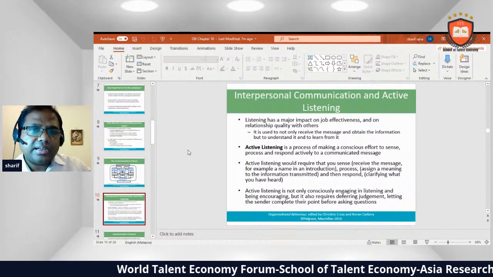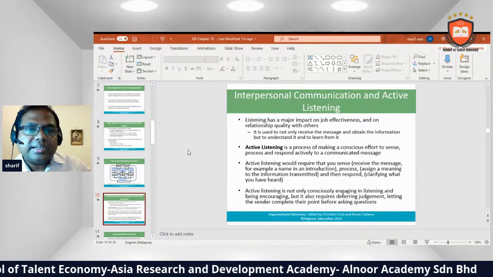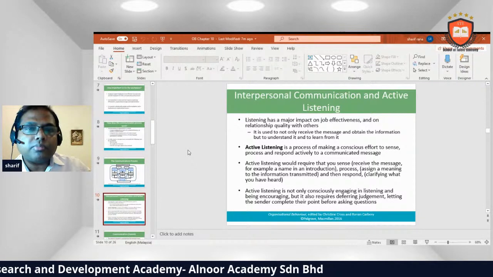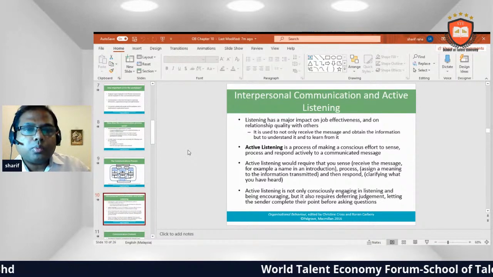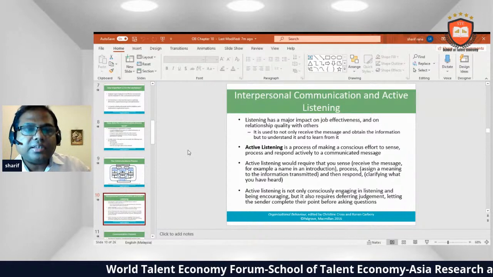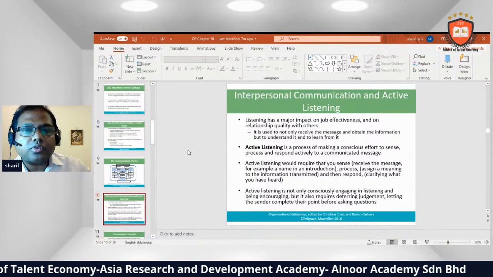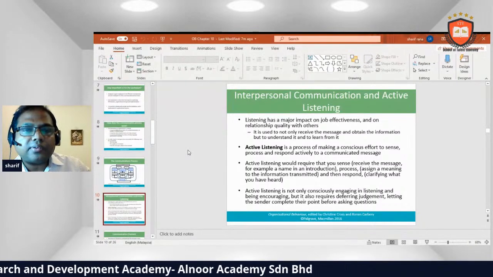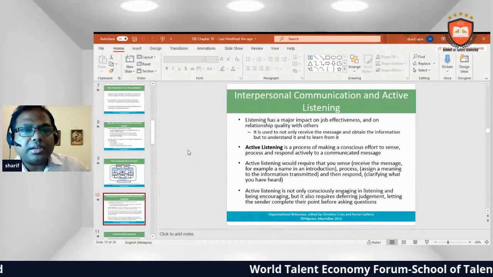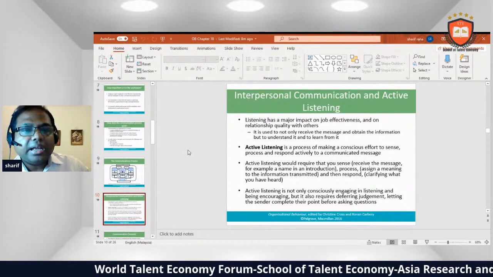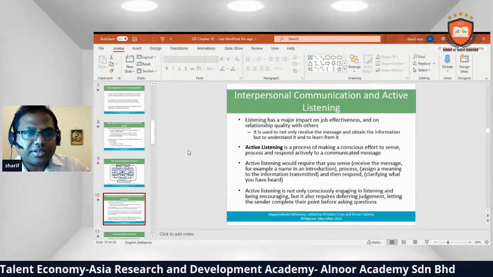Interpersonal communication and active listening. Listening has a major impact on job effectiveness and on the quality of relationships with others. It is used not only to receive the message and obtain the information but to understand it and to learn from it. Active listening is a process of making a conscious effort to sense, process, and respond actively to a communication message. Active listening requires that you sense and receive the message, for example a name in an introduction process, assign a meaning to the information transmitted, and then respond, clarifying what you have heard. Active listening is not only being consciously engaged in listening and being encouraging, but it also requires deferring judgment, letting the sender complete their point before asking questions.